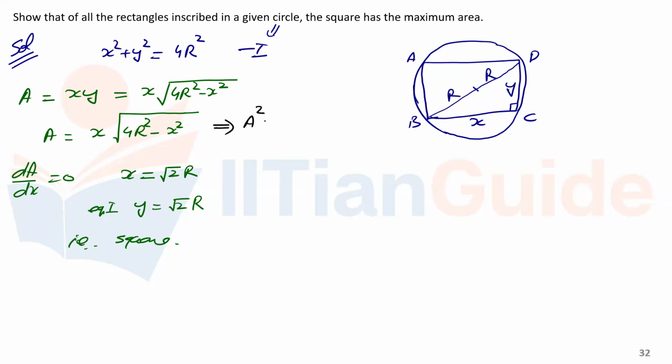So I will do a square. I will write A square equals x square into 4r square minus x square. Now this time I will maximize A square. अब जब A maximum होगा तो A square भी maximum होगा. When A is minimum, A square is also minimum. So I'm not going to calculate dA by dx. I'm calculating d(A square) by dx. I'm going to calculate the maximum of A square. बात फॉलो कर लिया ना? कोई दिक्कत तो नहीं है?